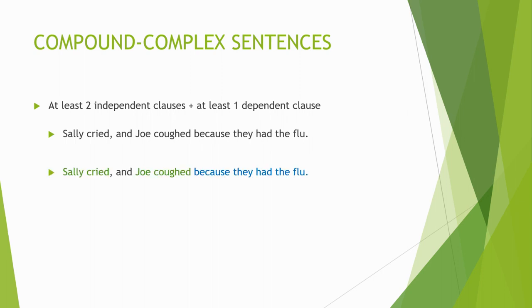Now, where you really see that, the independent clauses are in green, the dependent clause is in blue. Sally cried, independent clause. Joe coughed, independent clause. Because they had the flu, dependent clause. You can write it backwards. Because they had the flu, comma, Sally cried and Joe coughed. Still a compound complex sentence.